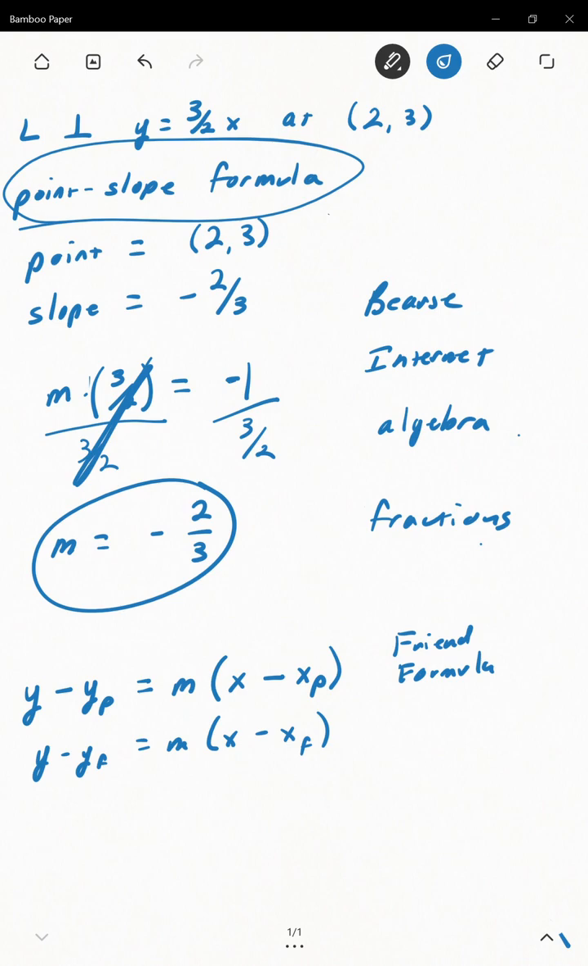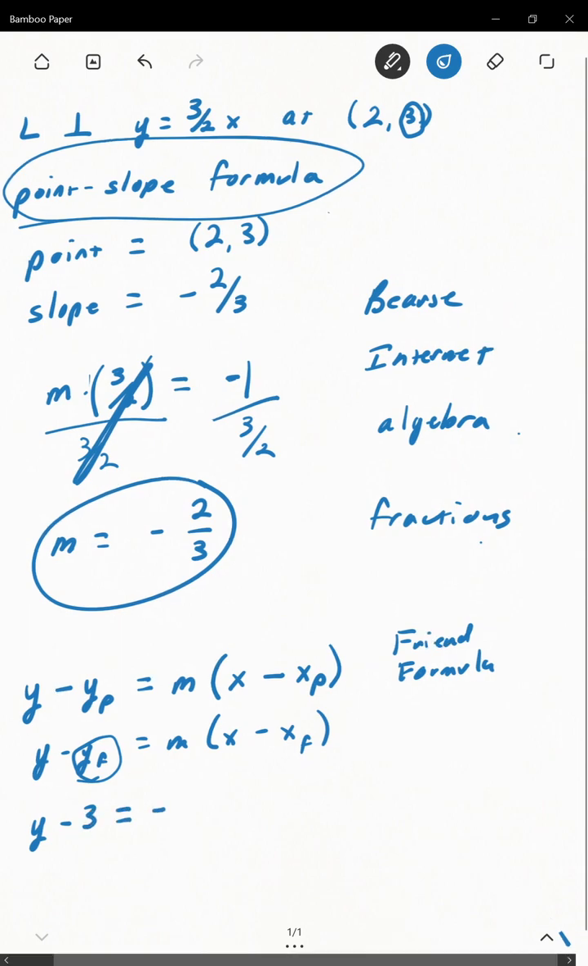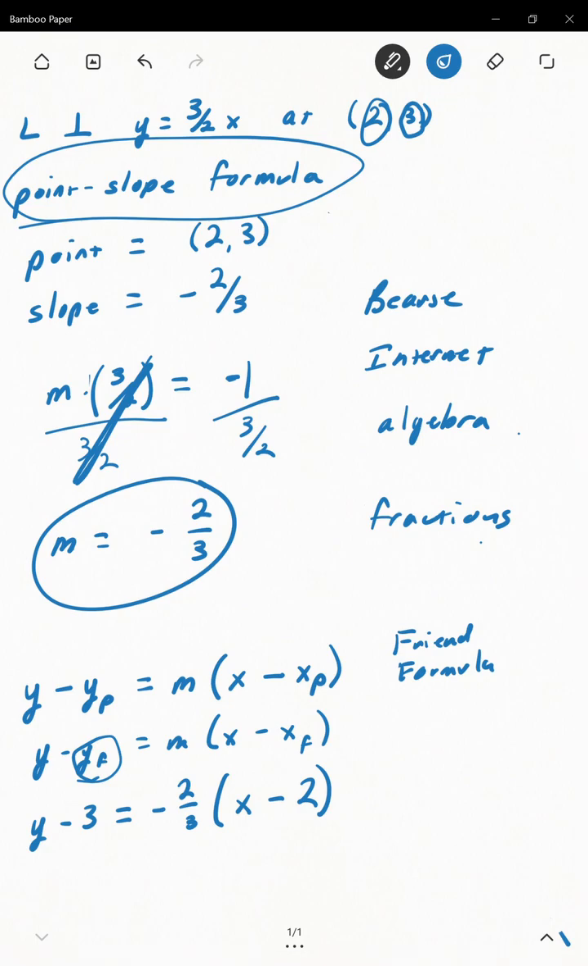So in this case, y's friend is the y value of the point in question. So y minus 3 is equal to, m we just calculated was -2/3 times x minus his friend, the x value of our point, so x minus 2. And then we have to rearrange that into whatever formula the teacher wants.